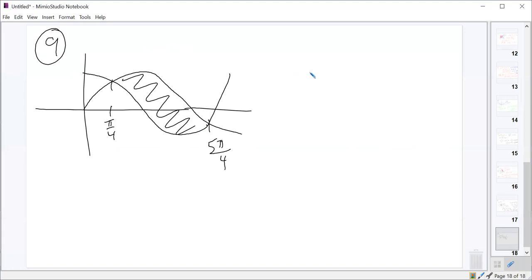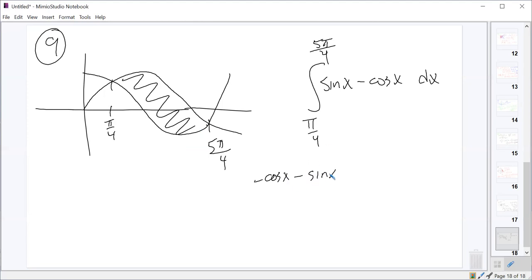Above, we are bounded by sine x. Below, we are bounded by cosine x. So sine x minus cosine x dx, integrated from pi over 4 to 5 pi over 4. It doesn't matter that sometimes we're below the x-axis over here, because we're doing upper function minus lower function, which takes care of that. So our integral of sine is negative cosine. Integral of negative cosine is negative sine. And we'll go from pi over 4 to 5 pi over 4.